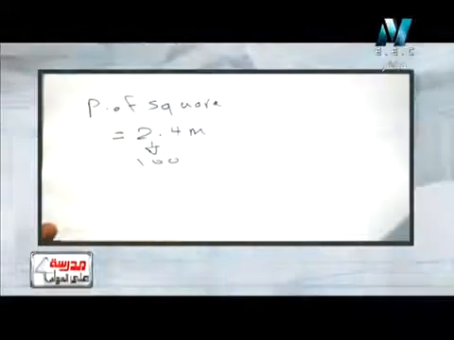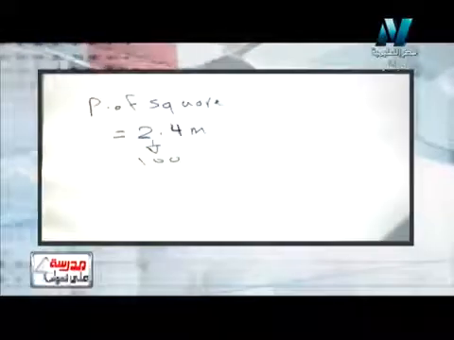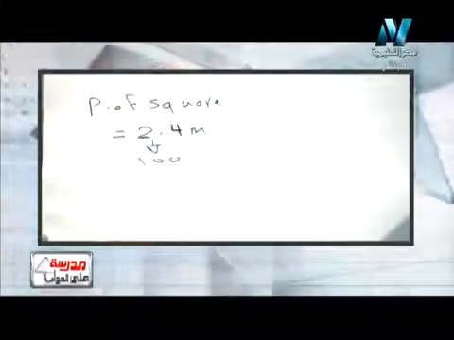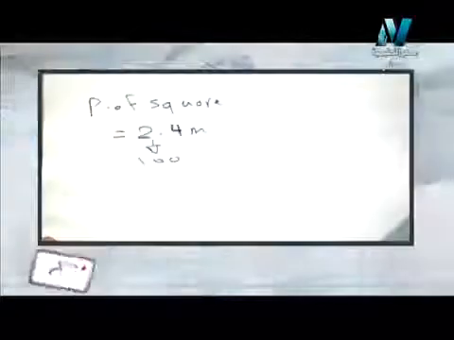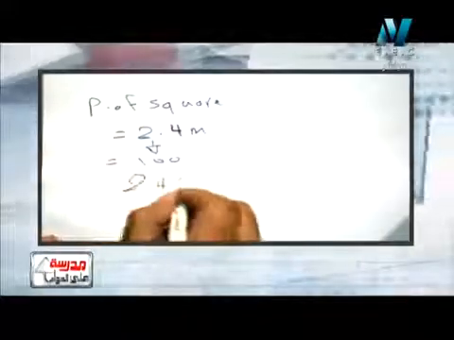We have the perimeter of the square in meters, but we have the two dimensions of the rectangle in centimeters. If you remember, the ratio compares two quantities of the same type and the same unit, as we said before. So we have to change the unit to be the same. There are 100 centimeters in each meter, so we multiply 2.4 by 100 to get 240.